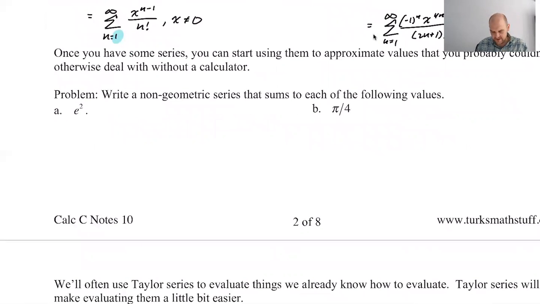All right, what do we want to do? Write a non-geometric series. Well, you can always write a geometric series, right? Just pick r, whatever valid r value you want, and do first over 1 minus r equals the thing it sums up to.